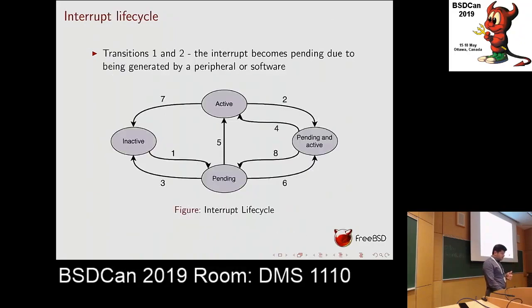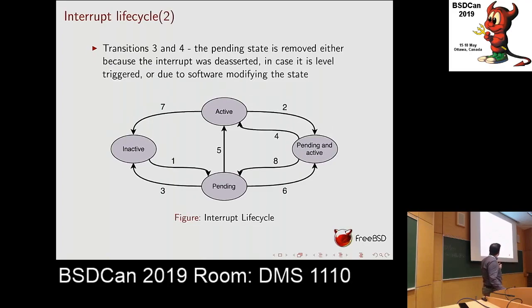The interrupt lifecycle has four states: active, inactive, pending, and pending and active. We have transition one from inactive to pending, and two from active to pending and active. Transitions one and two are done when an interrupt is being generated by a peripheral or software. Further, we have transition three from pending to inactive, or four back from pending and active to active, when the pending state is removed, either because the interrupt was deasserted, in case it is level triggered, or due to software modifying the state.